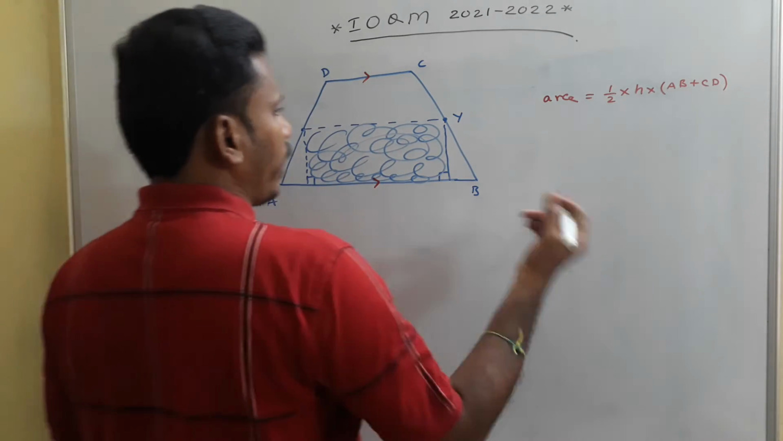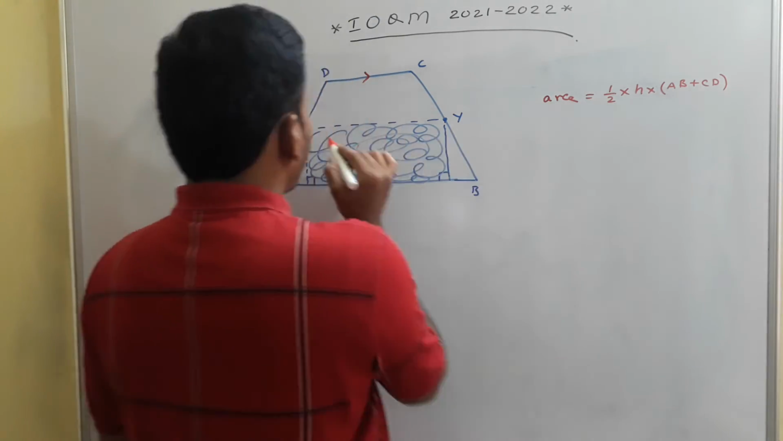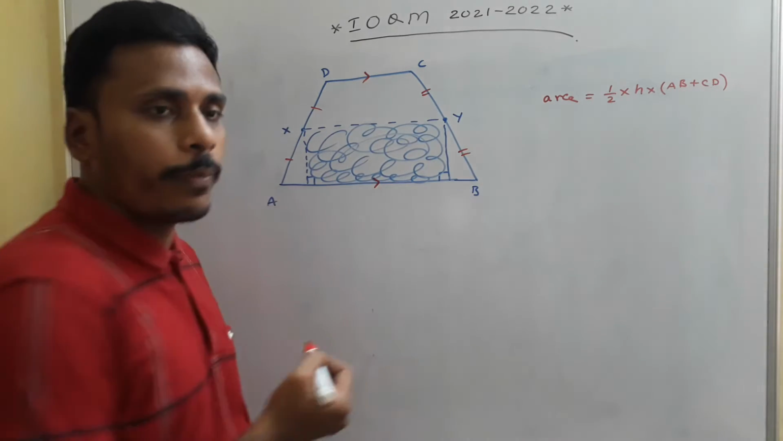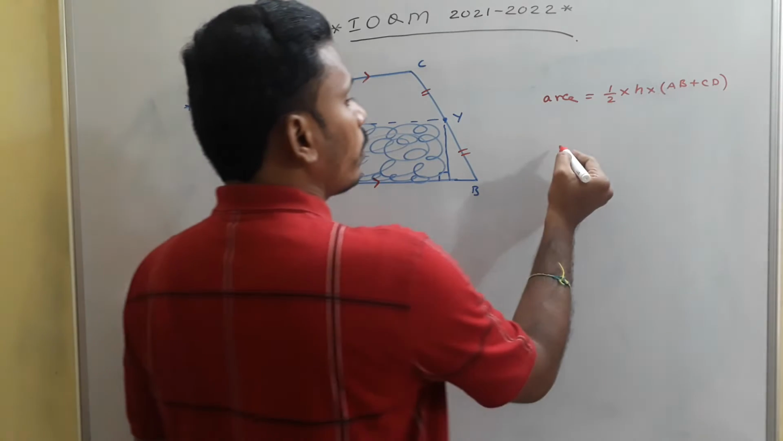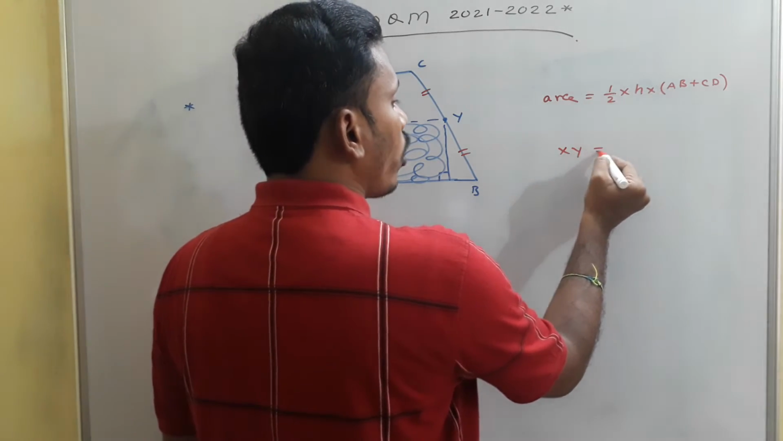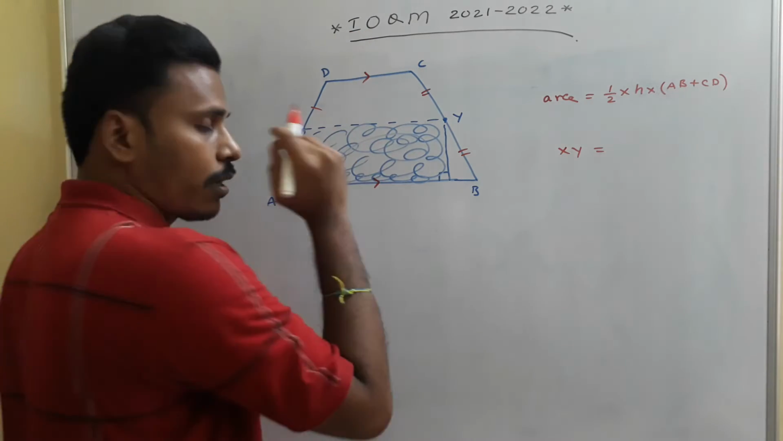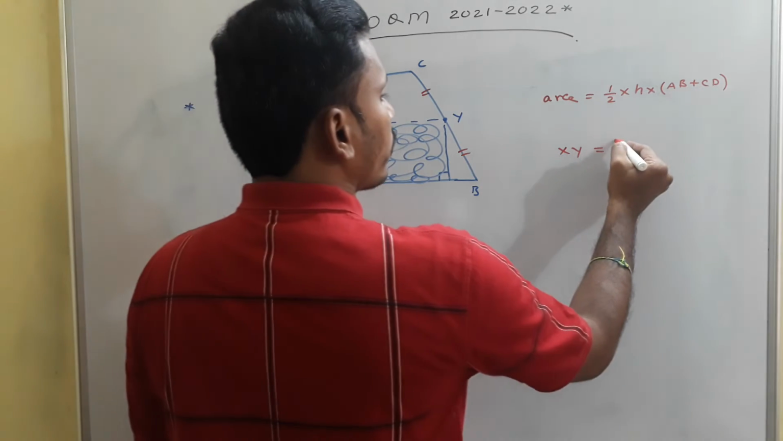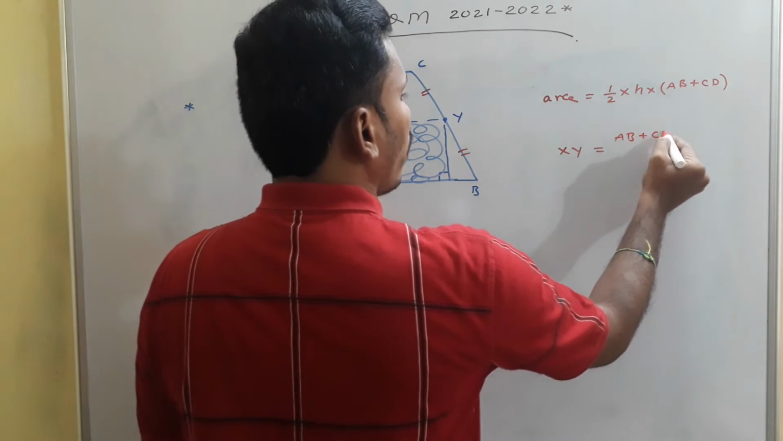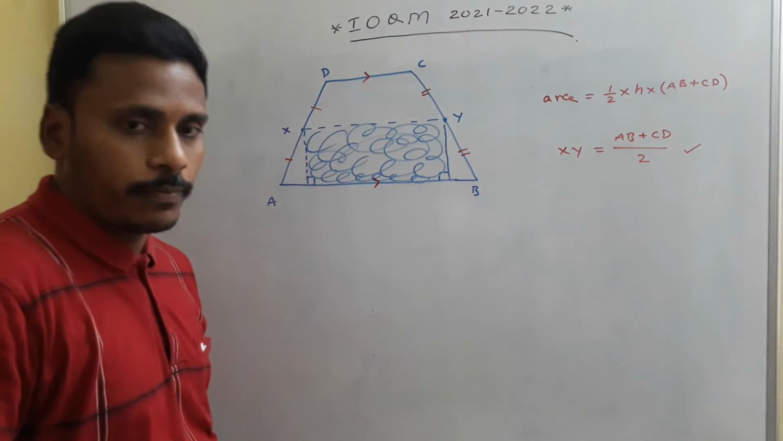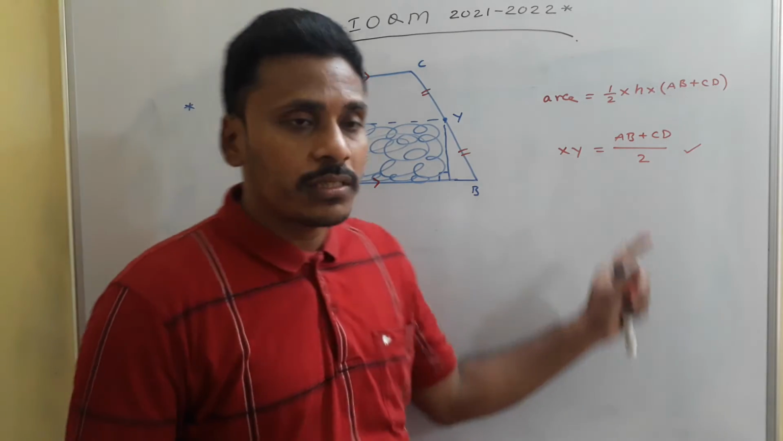Okay, right. And the next thing is X and Y, as given, X is the midpoint and Y is also a midpoint of these non-parallel sides, and in a trapezium the length of the line segment joining the midpoints of the non-parallel sides is the sum of those two by 2. So XY is equal to AB plus CD by 2. Easily we can prove this by using the midpoint theorem.